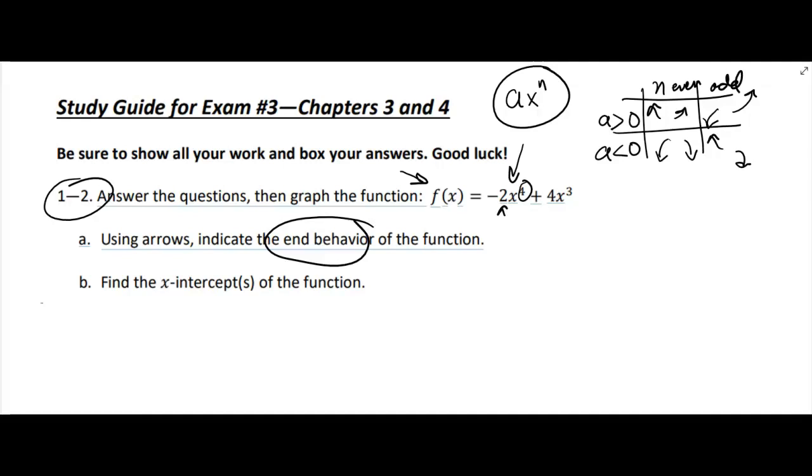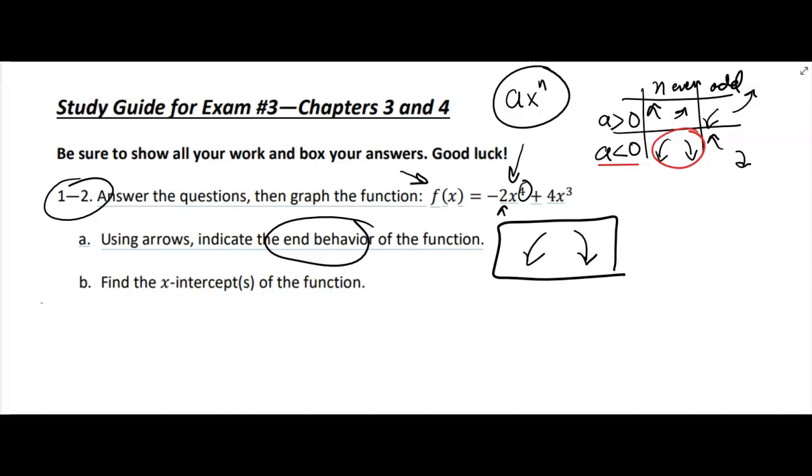Okay, which one is this? This is negative and even. So it's this one right here. So all you're going to do for the answer is put down to the left, down to the right. You can write it out in words, but you can just use the arrows, okay?